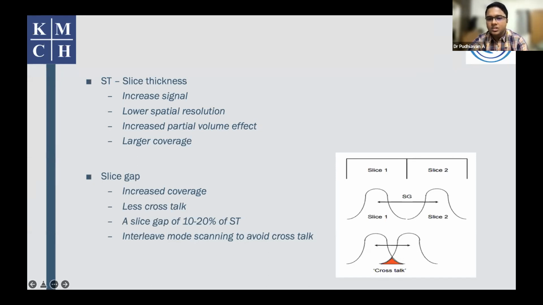into the image. To avoid this, we should use a slice gap of at least 10 to 20% of the slice thickness. A slice gap of a minimum of 10 to 20% of the slice thickness will give you the maximum amount of data without much gap between the slices. At the same time, we also avoid the phenomenon of crosstalk.